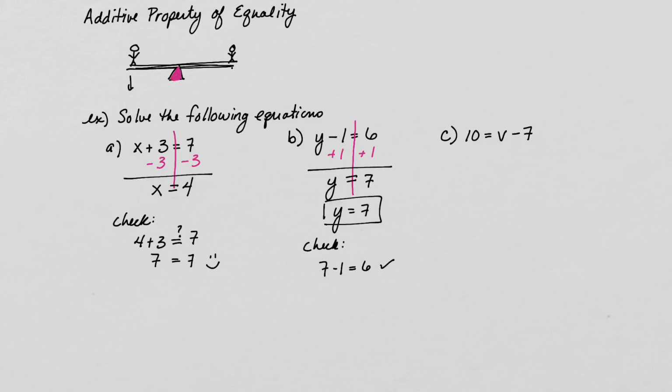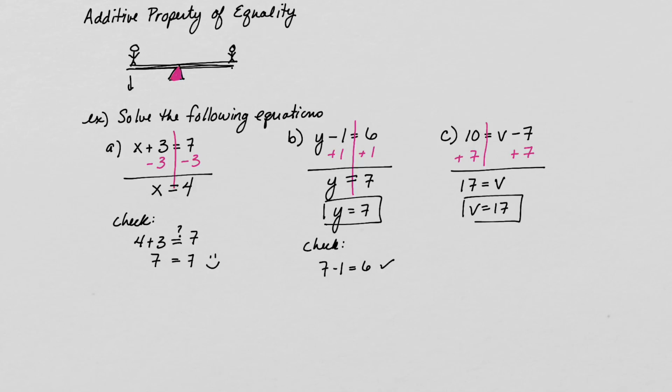So if we're subtracting 7, the opposite of that would be to add 7. And again, whatever I do on one side of the equal sign, I have to do on the other. So I'm going to add 7 to both sides. So 10 plus 7 is 17 equals, here the minus 7 and the 7 go away, and so we're just left with v. So in our case, v equals 17.